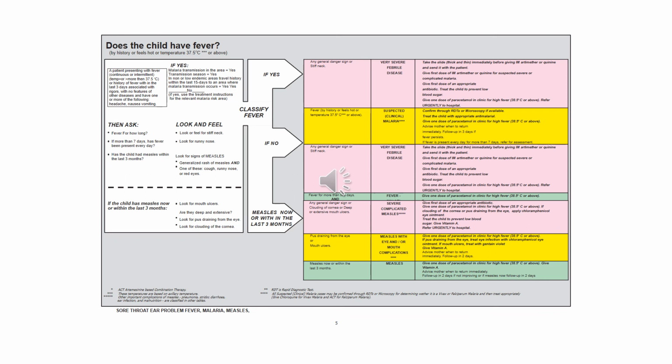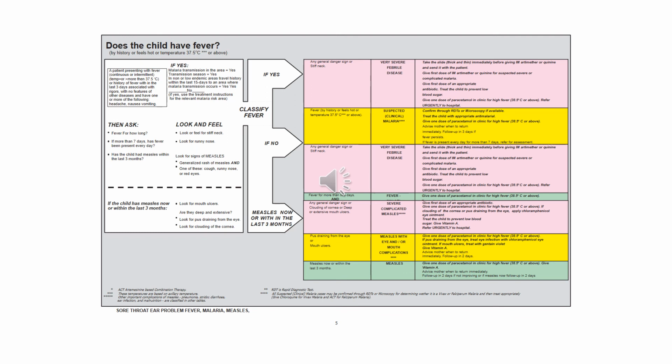Now, if there is only pus draining from the eye, or there are mouth ulcers, this shows that the child has measles with eye or mouth complications. This falls into the yellow zone. So here you give vitamin A treatment. If pus is draining from the eye, you give tetracycline eye ointment. If there are mouth ulcers, you treat with gentian violet, and you counsel the mother to come for follow-up in another 3 days' time.